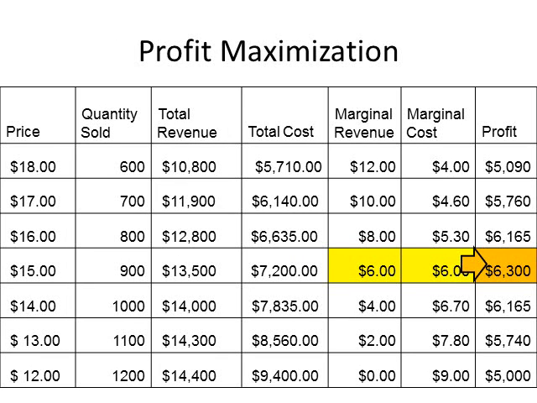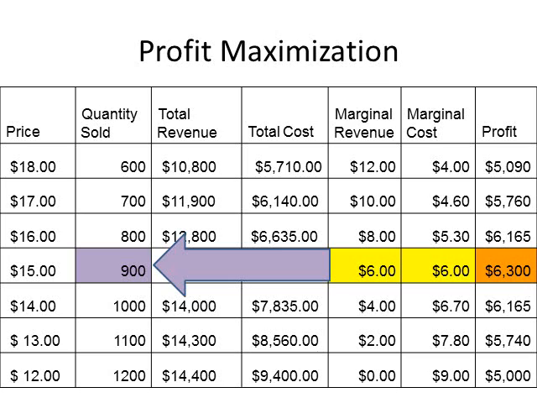Move across to the profit column. Notice that the profit of 6,300 is the largest number on the table in the profit column. Not only is marginal revenue equal to marginal cost true, but the monopolist's profit is at its maximum. Look across the table to the quantity sold. Notice that the monopolist sells 900 units at this point, so the quantity that the monopolist will produce is 900 units. Next, look across to the price column. Notice that the monopolist will sell his or her product at $15 per unit.